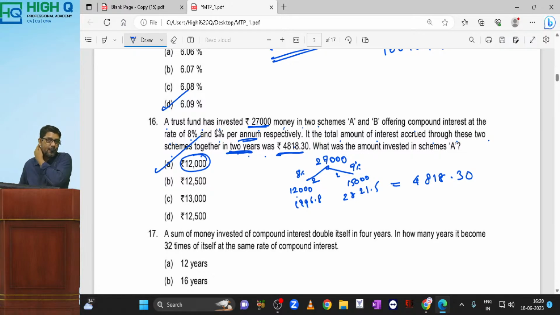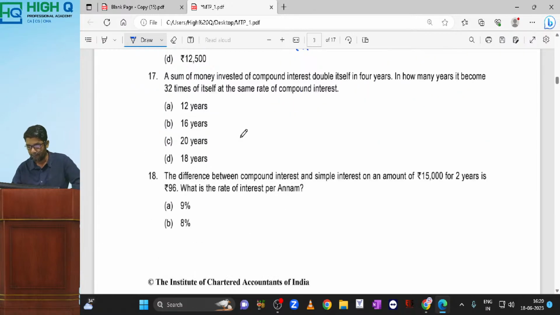You understand? Rather than using the actual method, I use the direct method, my dear. For example, scheme A 12,000, scheme B 15,000. Sir, how did you get 15,000 as scheme B, sir? Total amount invested is 27,000, so of course scheme B amount is going to be the remaining 15,000. Next step.